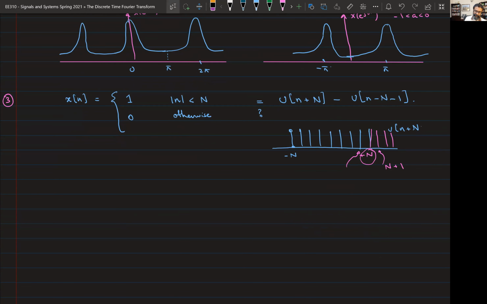Right. But nevertheless, that was not the point. What was the actual point? The actual point was to compute the Fourier transform. How do you compute the Fourier transform? In order to compute it, I just apply the definition, right? The definition is: n equals minus infinity to plus infinity x of n e raised to the power minus j omega n. And this reduces to what? This reduces to the sum for n going from minus capital N to plus capital N of e raised to minus j omega n.